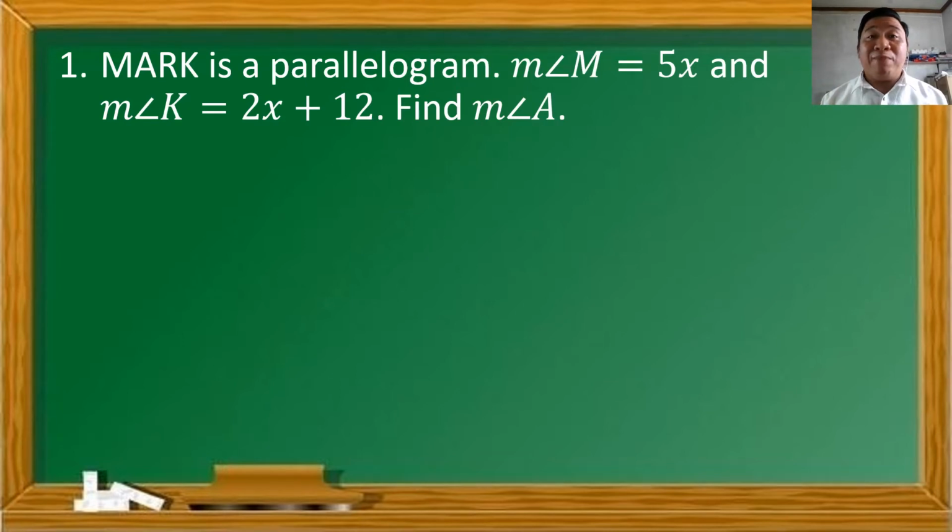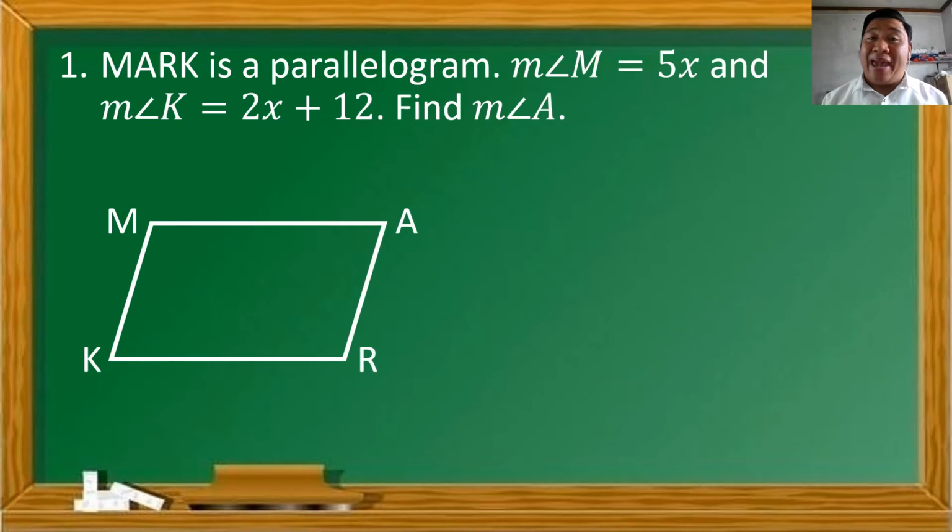Okay, so i-illustrate muna natin si parallelogram MARK. So, ito yung ating parallelogram MARK. Alright? So, mas maganda na i-drawing nyo muna siya para mas makita natin kung ano yung sinasabi ng problem. Sabi sa problem, the measure of angle M daw is equal to 5x. So, ilagay natin siya sa ating illustration. Okay? Next. Sabi rin sa ating problem that the measure of angle K is equal to 2x plus 12. So, ilagay din natin siya. Alright? Ayan. So, ang pinapahanap sa ating problem is the measure of angle A.